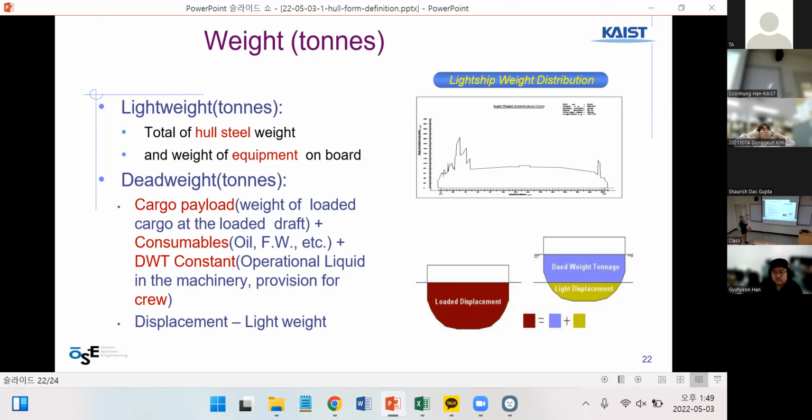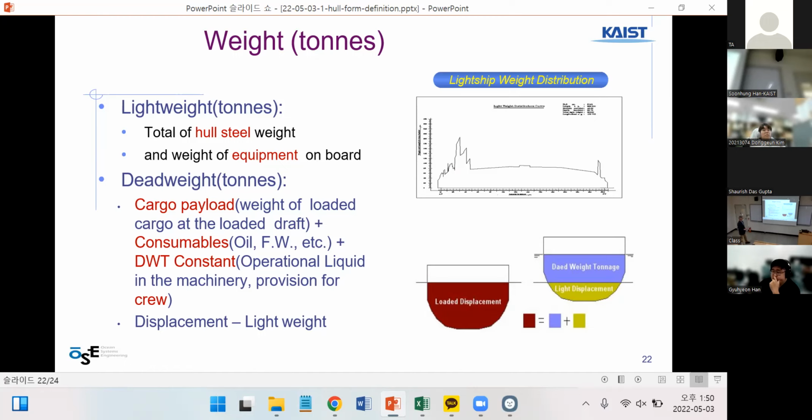Okay. And this is the distribution along the length of the ship. You need to do this calculation when you are a ship designer or at the shipyard. And this is a high level of weight at one end of the ship, the front of the ship, because there is an engine. The engine is one of the main equipment. And the rest of the weight distribution along the length is the hull steel plate and frames.